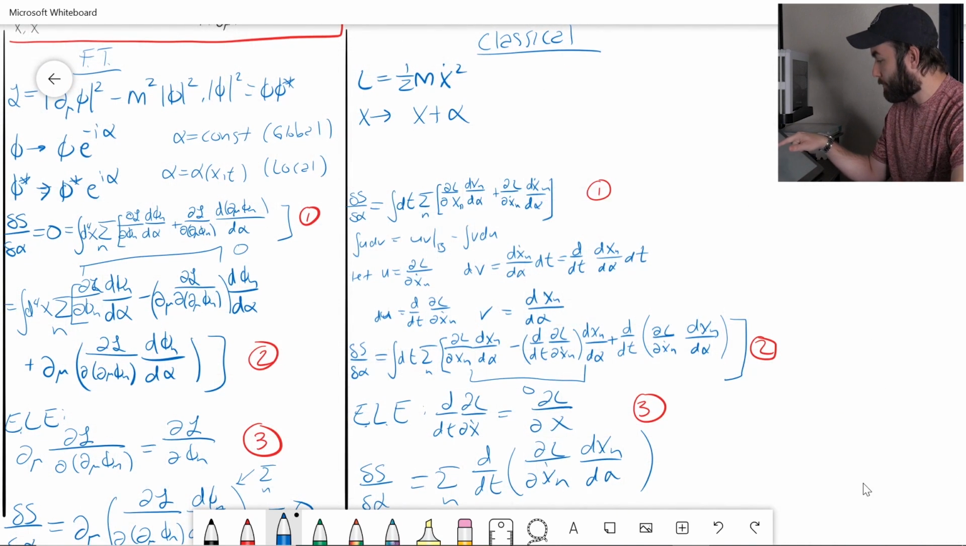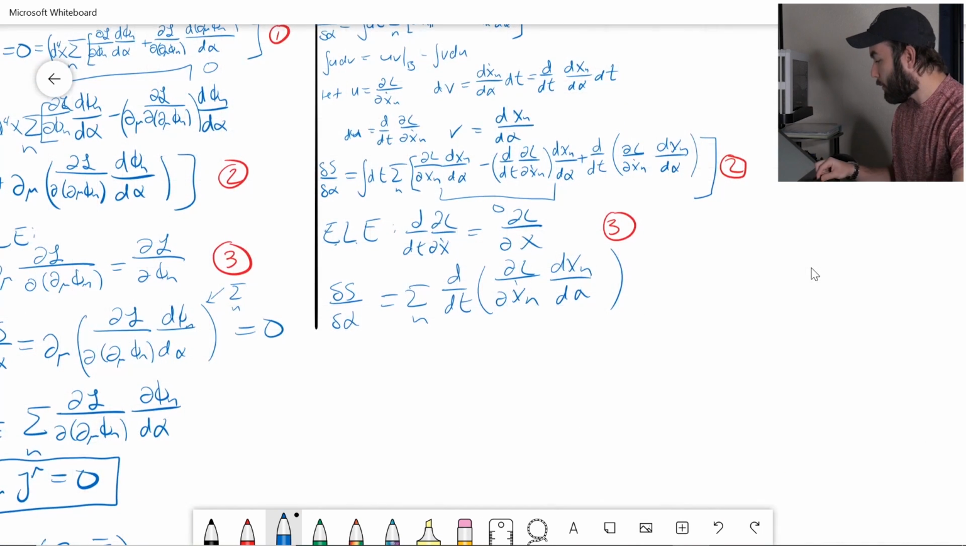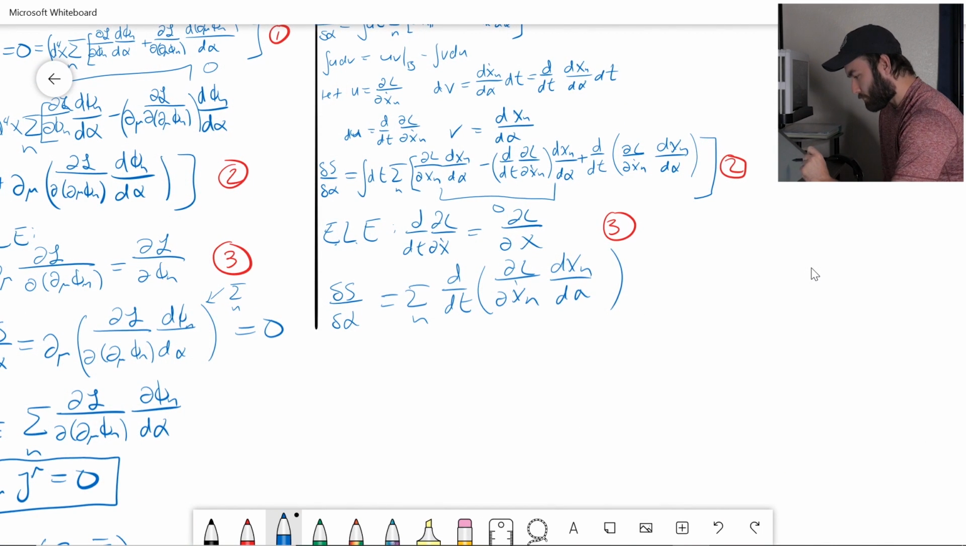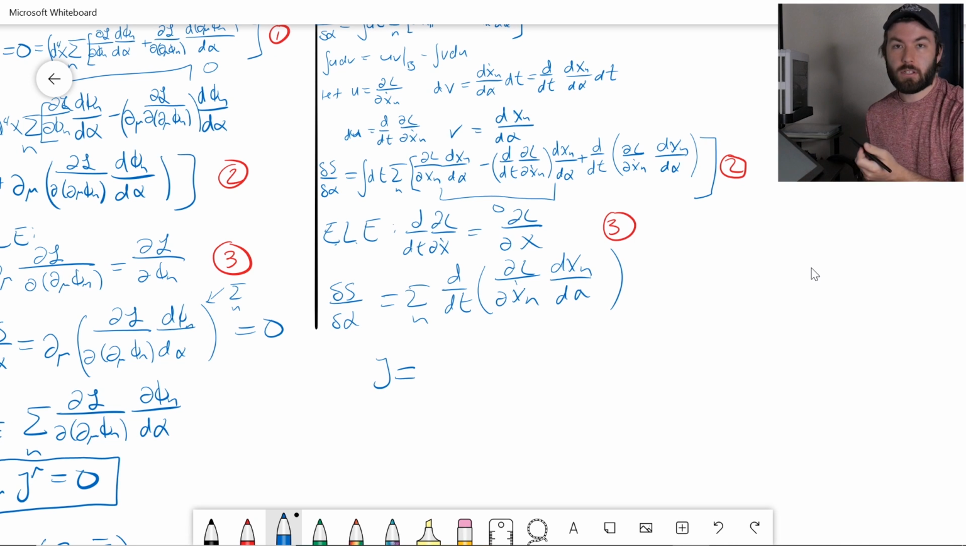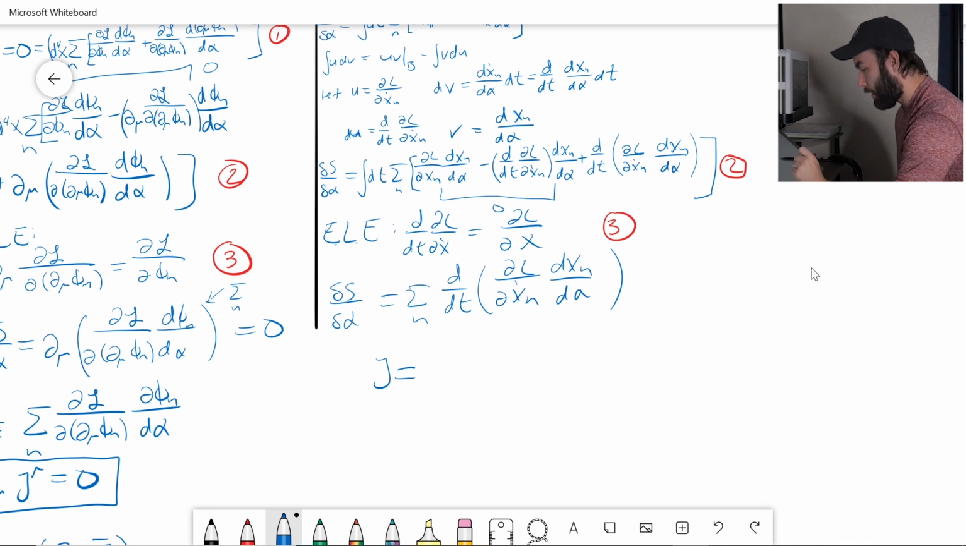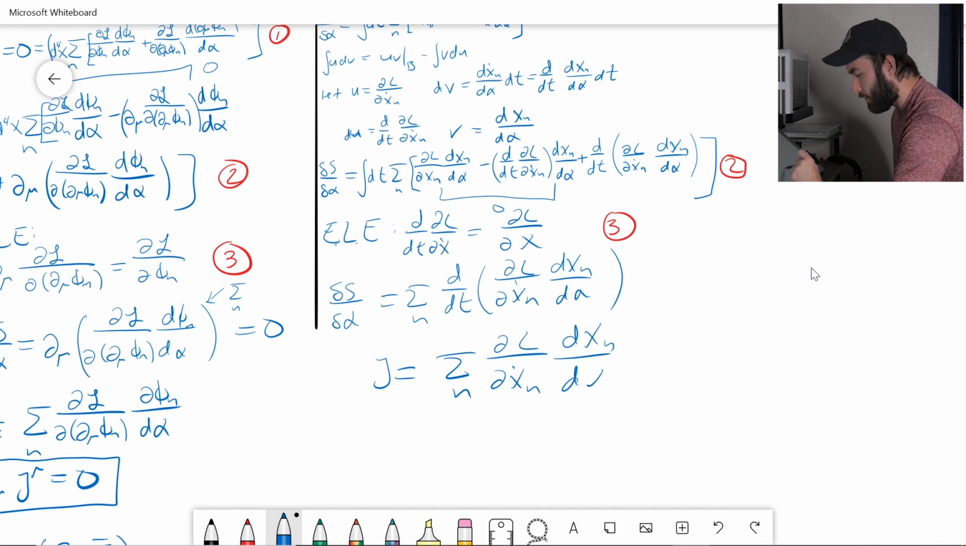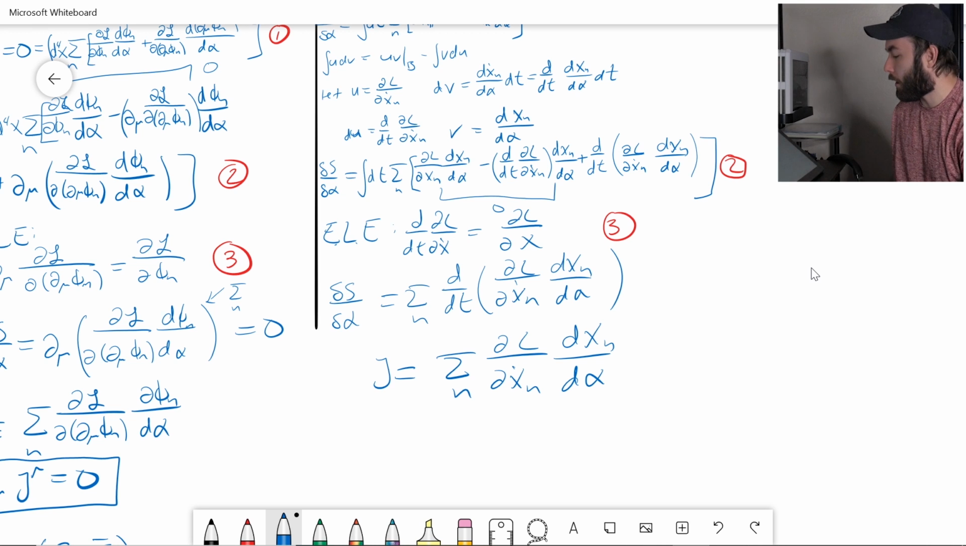Let's take a look at this transformation here. We have x going to x plus alpha. Let's see what's conserved. I'm just going to call it j in this case because it's not a vector here, it's just a one-component thing. And that's going to be on the inside here. So we have a sum over n, dL/dx dot sub n, dx_n over d alpha. And we want to say, what is our conserved current for the classical case?